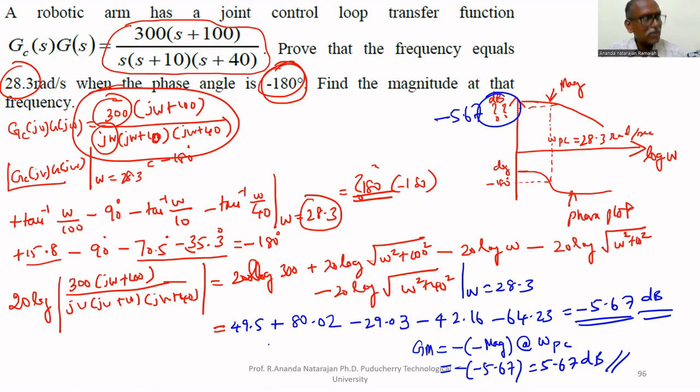Phase margin. Phase margin is the angle when the magnitude equals 0 dB. It never crosses 0 dB. Therefore, phase margin equals infinity. That's all.